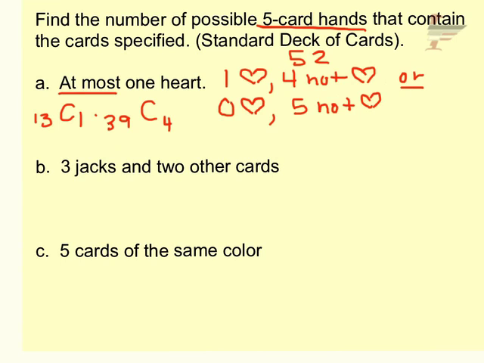Now, or means add. So adding on to that, how many combinations of no hearts? So again, I have 13 hearts. How many ways can I get none of those? Well, only one way. Times, how many ways can you get 5 non-hearts? So there are 39 non-hearts, and I want 5 of those. Okay, now, again, 1 heart and 4 non-hearts, or 0 hearts and 5 non-hearts.